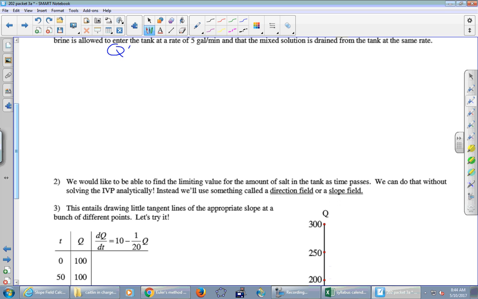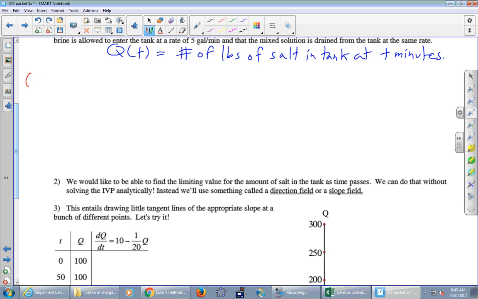Okay, we're going to let Q of t equal the number of pounds of salt in the tank at t minutes. So for example, how much is Q of 0? I think it's given as a number in this problem. 4 pounds, right? It just tells us initially there's 4 pounds.